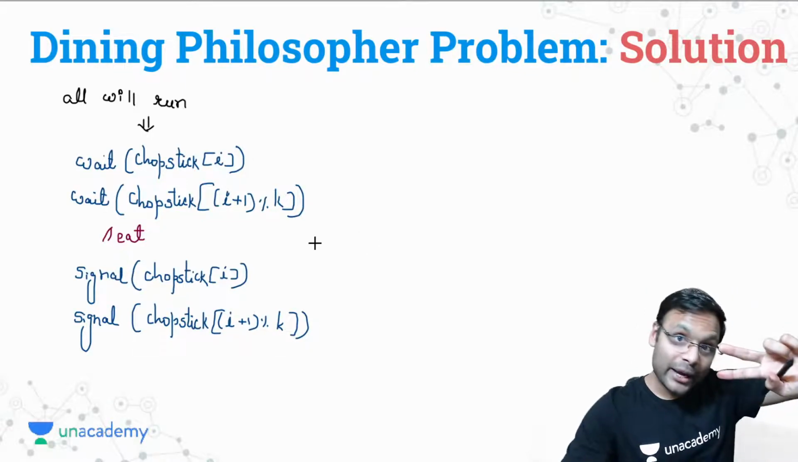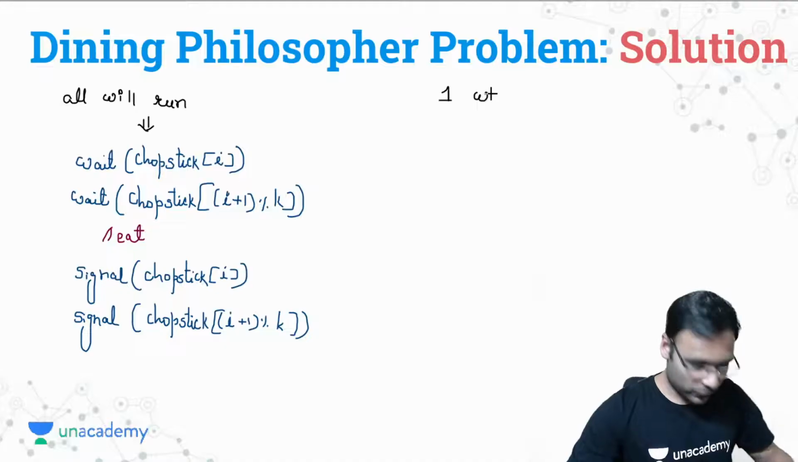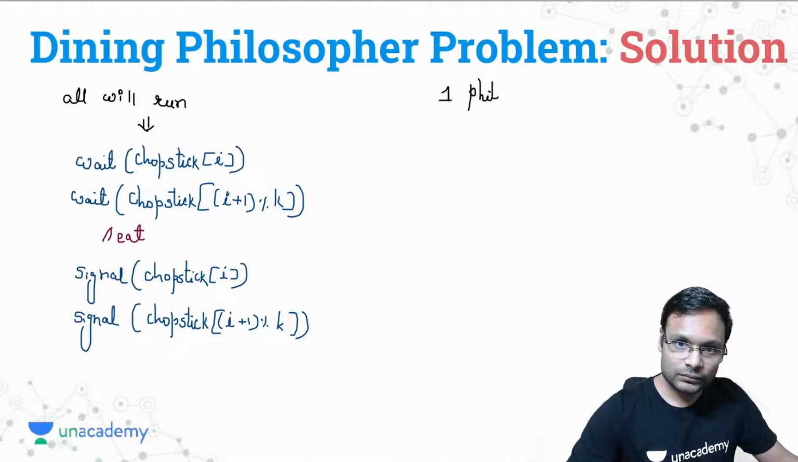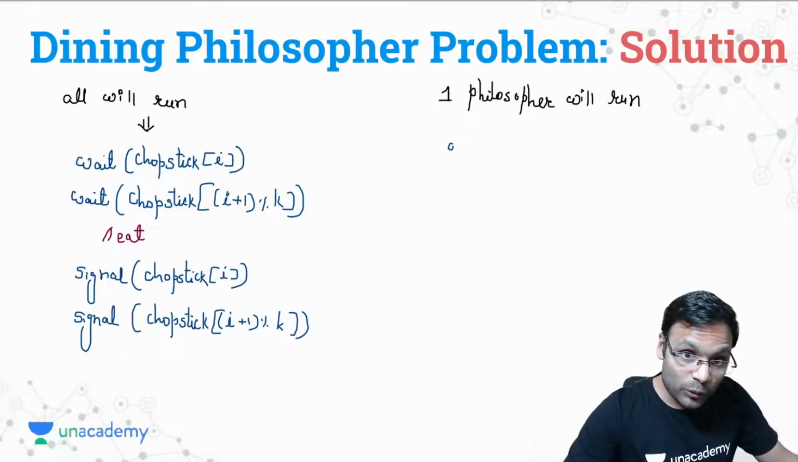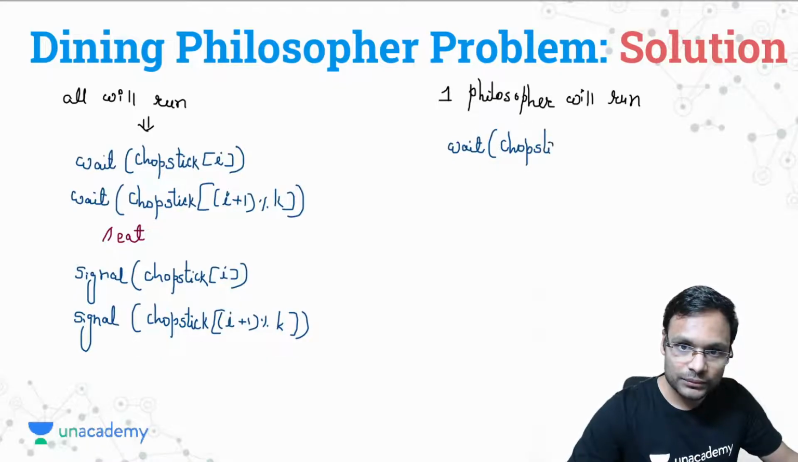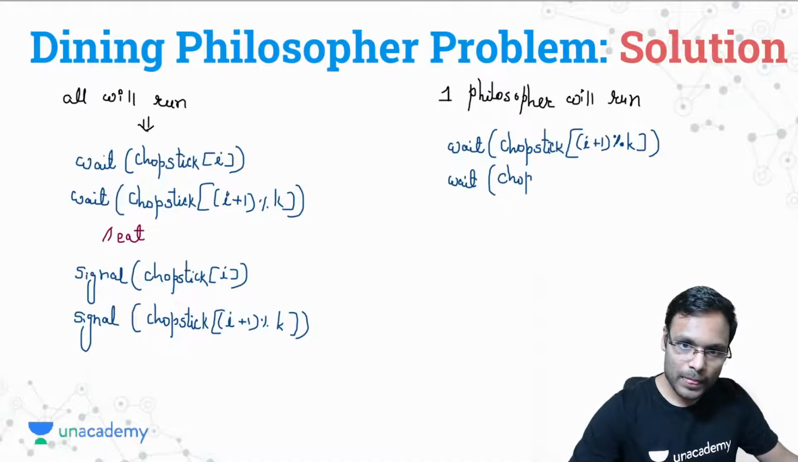But one fellow will have the reverse order of picking these. One philosopher will run the other type of code. What type of code? That fellow will take the wait function on chopstick (I plus 1) mod K first. And after that, we'll take the wait function on chopstick I. What will happen by doing this?